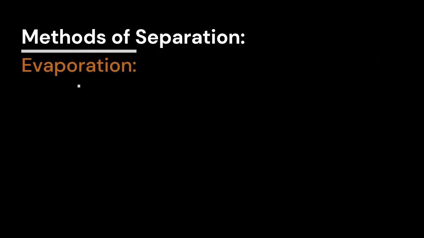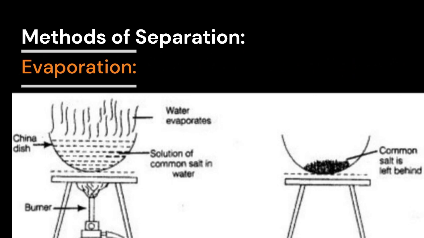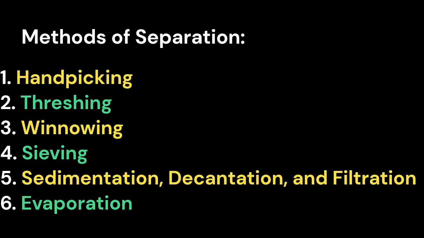And the last method of separation is evaporation. Evaporation is the process of converting a liquid into vapor by heating. It is used to separate a solid dissolved in a liquid. For example, if we have a mixture of salt and water, we can heat the mixture to evaporate the water, leaving the salt behind. These are some examples of methods used to separate substances from mixtures.